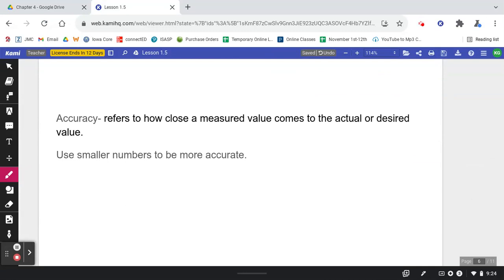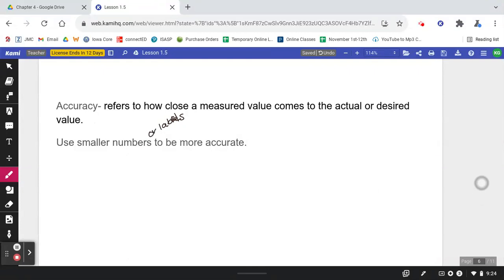Okay, so now we're moving on to the second half of the lesson, which is accuracy. Go ahead and pause here, take these notes. Accuracy refers to how close a measured value comes to the actual or desired value. And obviously, if we want to be more accurate, we need to use smaller numbers or smaller labels. So like centimeters is smaller than inches, that kind of thing.